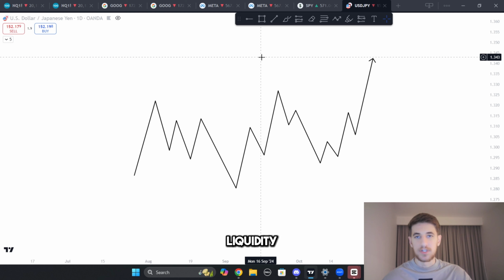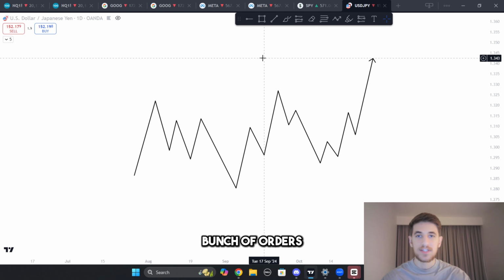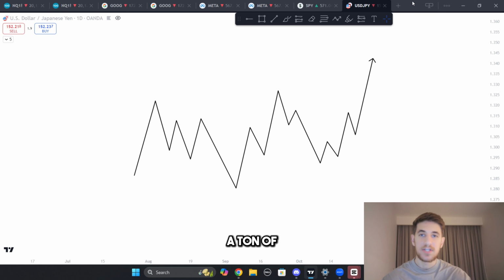So what is liquidity? The best way I can explain liquidity is basically a bunch of orders that are sitting at key highs or key lows. These key highs and lows have a ton of orders sitting behind them because there are a lot of stop losses, a lot of new buy orders, and in general, a lot of large money is looking to enter on these levels. And every single large move that happens in the market needs to have liquidity. So we're not going to see any big moves without picking up orders first.